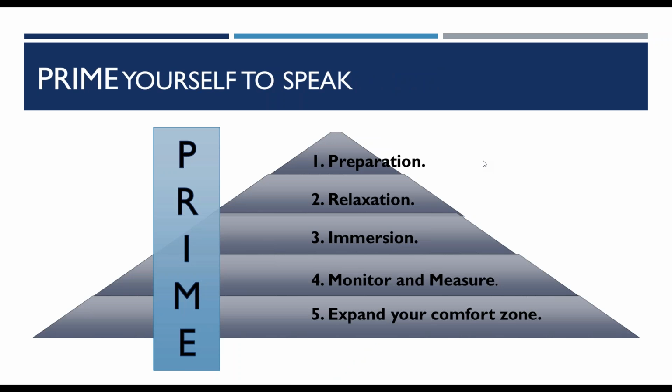So how do you start public speaking? I use the prime model. And I normally flip this and put preparation at the bottom. So think of it as an upside down prime. The first thing you start is do your preparation. Then you need to relax. Then you need to immerse yourself in public speaking, do more public speaking. Then you need to monitor and measure. This is feedback that I spoke about earlier on. And finally, you need to get out of your comfort zone, expand your comfort zone. Prime yourself to speak. There's 45 minutes worth of content there with no notes that I can deliver because I remember the acronym, prime yourself to speak.